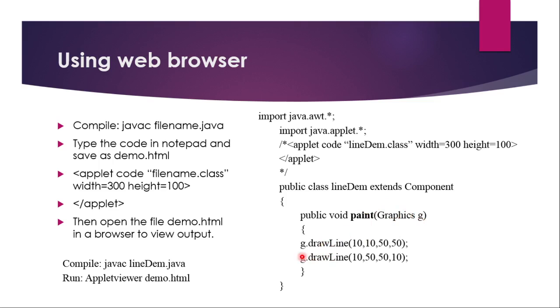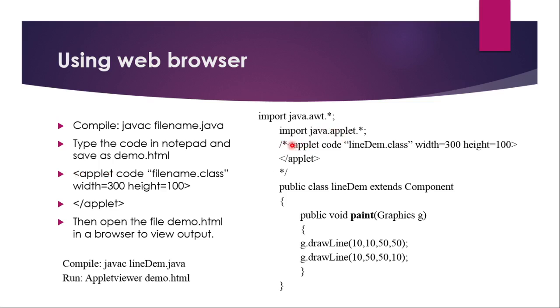I said I'm going to draw 2 lines, that's it. So for this Graphics reference g, I'm going to use the drawLine method. I have mentioned x and y, the start and end points, that's it. So this should be saved as LineDemo.java. That is the first step. Then if you want to display this in the browser, what you want to do is just compile this program, so a class file will get created, right?